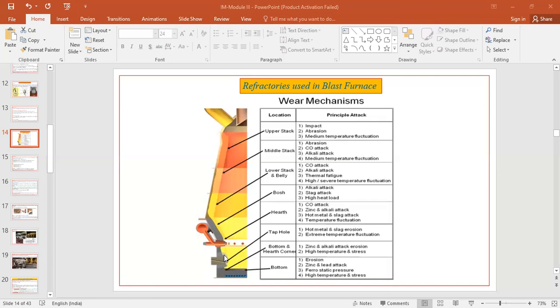So these are some of the problems prevailing inside the blast furnace, and the kind of refractory bricks we select must match the condition and environment prevailing inside the blast furnace. Accordingly, we need to use different proportions and compositions of the refractory bricks such that they can sustain those environments, and refractory life will be enhanced.